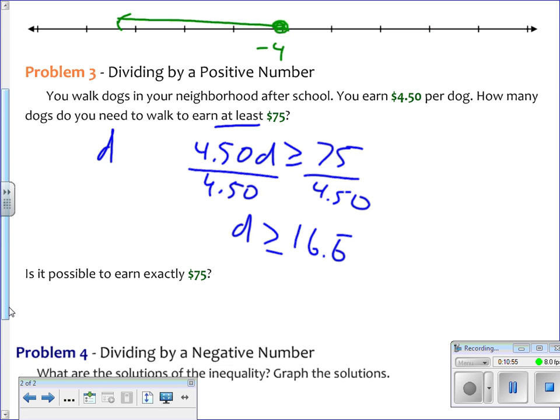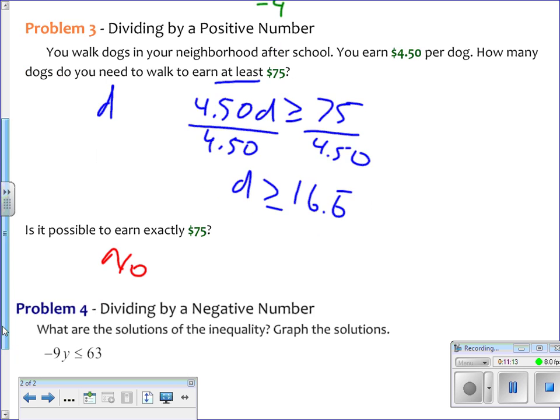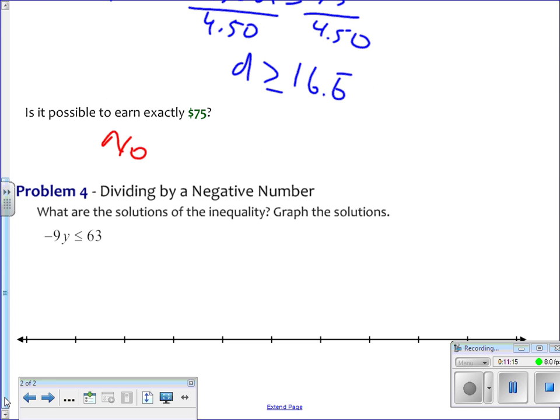Is it possible to earn exactly $75? Can I get exactly $75? No, because 4.50 does not go into 75 evenly. Now you might get tips, get lucky, but no. Okay, your turn. Do that one. Give that one a try.